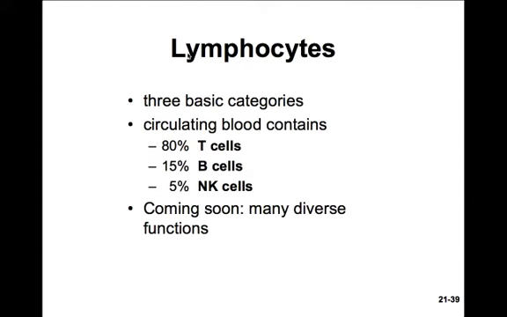Now we have lymphocytes. There are three basic categories of lymphocytes that we've already mentioned. There are T cells, B cells, and natural killer cells. About 80% of lymphocytes are T cells, 15% are B cells, and 5% are the natural killer cells. The roles of these lymphocytes are too diverse to address here, but we'll definitely describe them later in our section on immune surveillance.